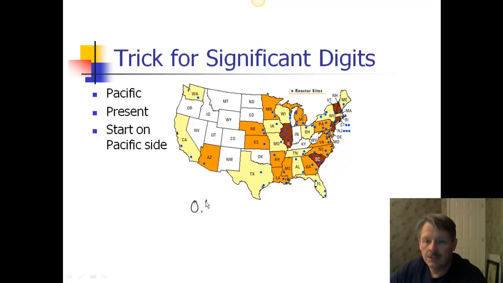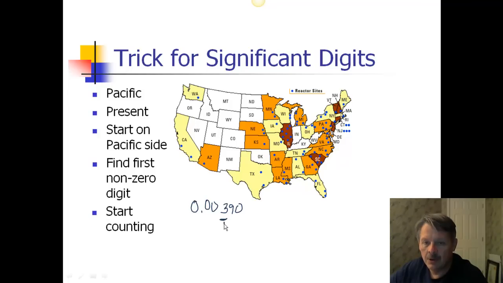Let's try 0.00390. What this says is I start on the Pacific side, which is the left-hand side of this number, and I find the first non-zero digit, which is a 3, and I count all the way to my other ocean, which is my Atlantic Ocean, and that tells me that I have 1, 2, 3 significant digits in this number.